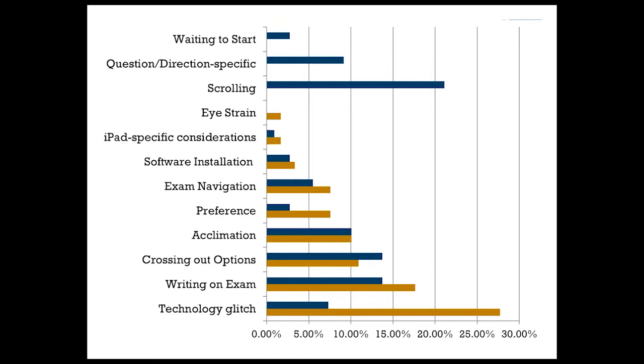Although we asked them what was specifically challenging about taking the exam on the computer, we did have almost 10% of students who cited question or direction specific concerns, which tended to be specific to the way a question was worded or tied into scrolling, that a question didn't tell them that they may need to scroll to see all of the options. And scrolling became a big issue with over 20% mentioning it.